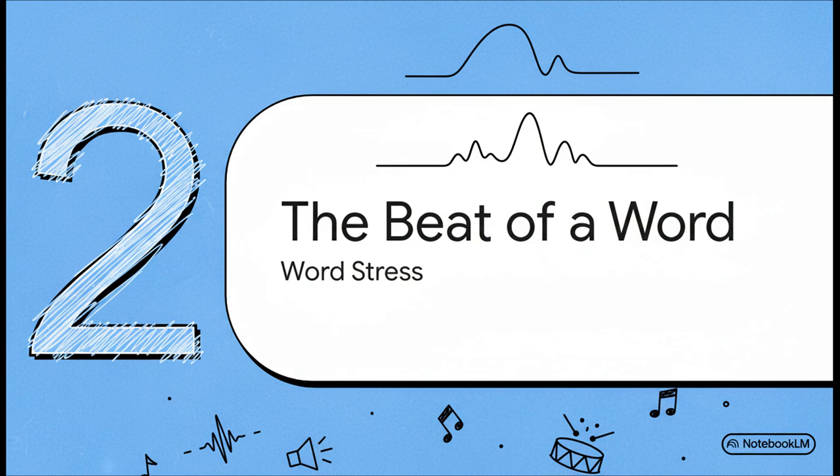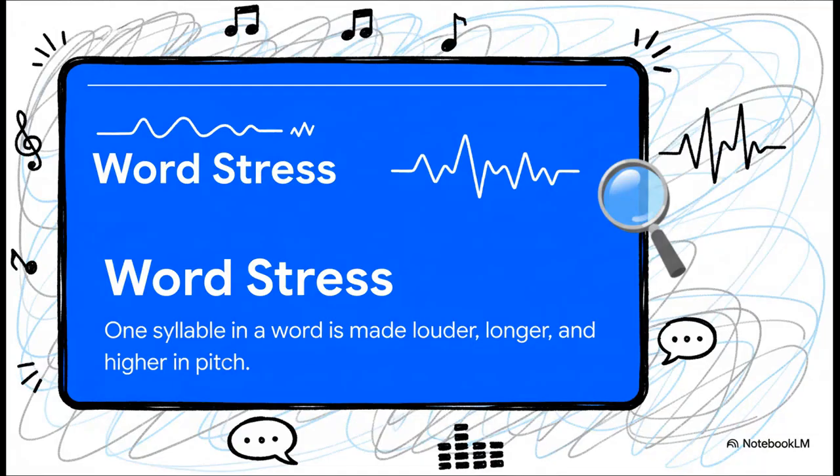So let's start with the beat. This is the pulse of the English language. It's that underlying rhythm that we call word stress. So, what is it really? Well, it's basically putting a little spotlight on one part of a word, one single syllable. You just make that part a little louder, stretch it out for a split second longer, and your pitch goes up just a tiny bit. It's the punch in the word.